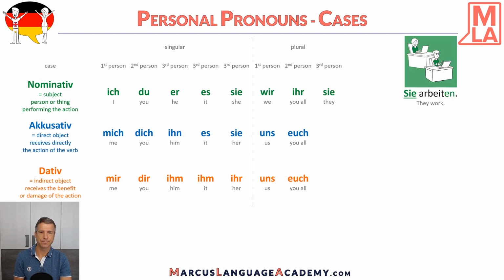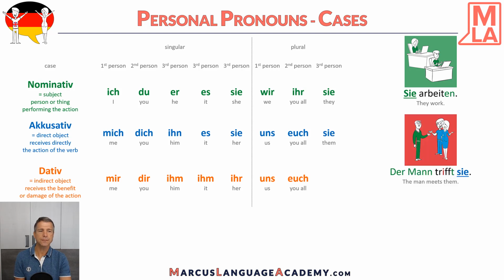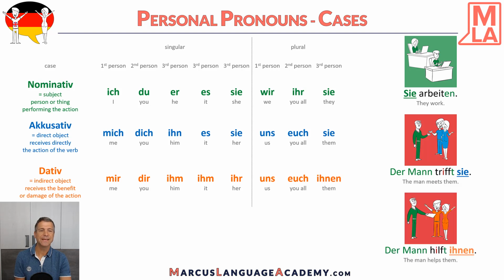So in third person, we have for they, sie. Sie arbeiten. In accusative, der Mann trifft sie. And in dative, der Mann hilft ihnen. It's quite similar to the feminine third person in singular, but be careful in dative, we have ihnen here, okay?